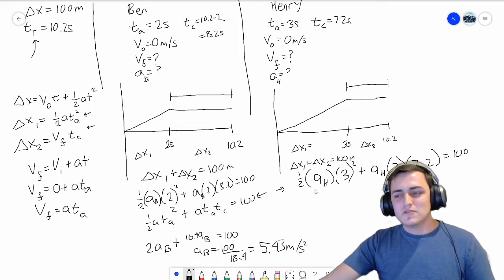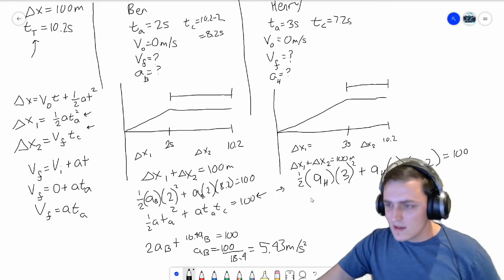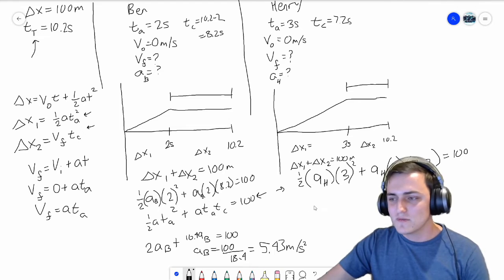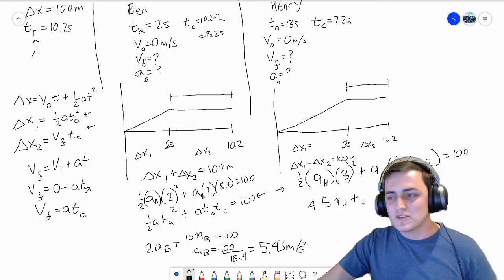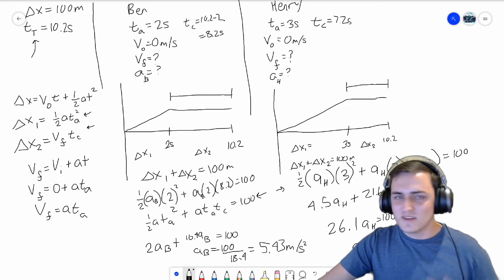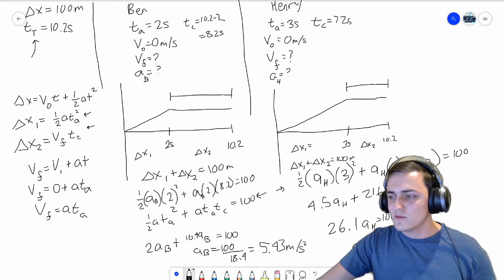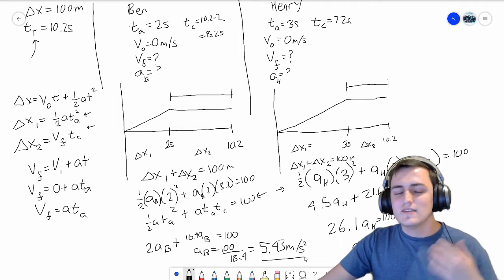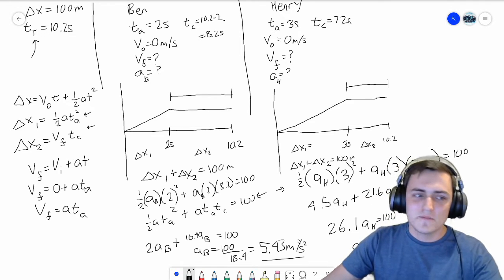And now we can go ahead and do the same exact thing and just solve for AH again. And so we get 3 squared is 9 divided by 2, right, 4.5 AH plus 7.2 times 3, so it'll be 21.6 AH equals 100. We can combine those two like terms and get 26.1 AH equals 100. And then we divide both sides by 26.1. We get AH equals 3.83 meters per second squared. So we have found the acceleration of Ben and Henry.